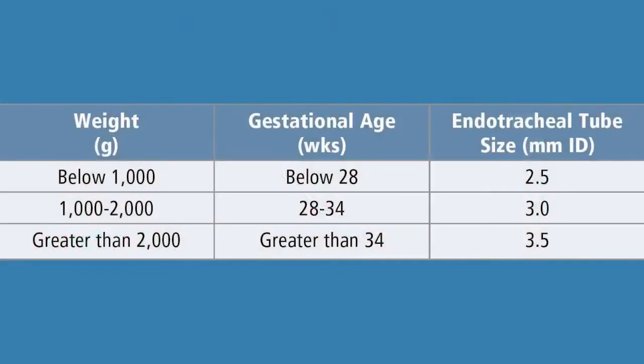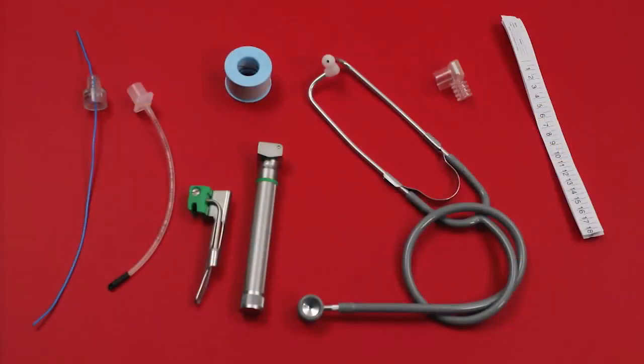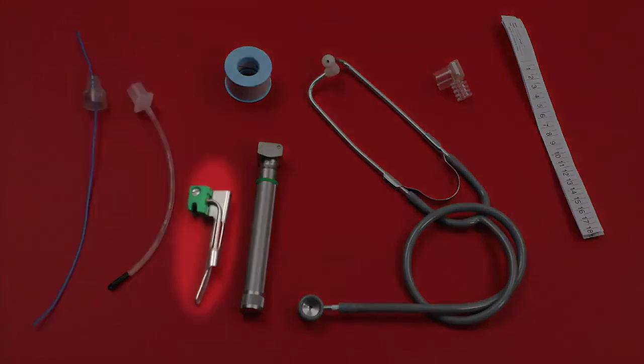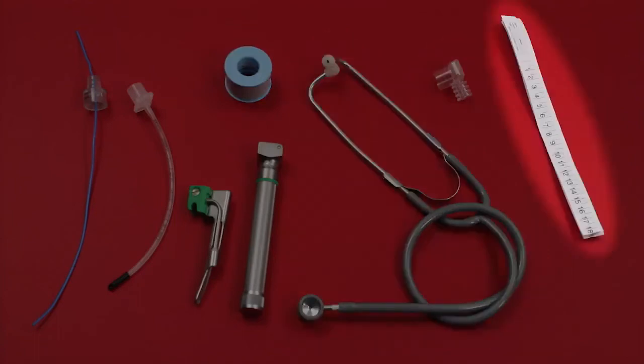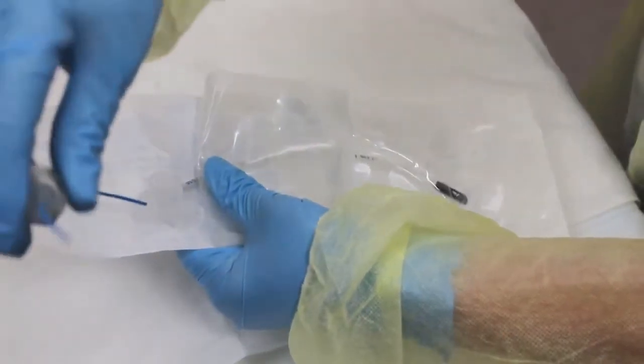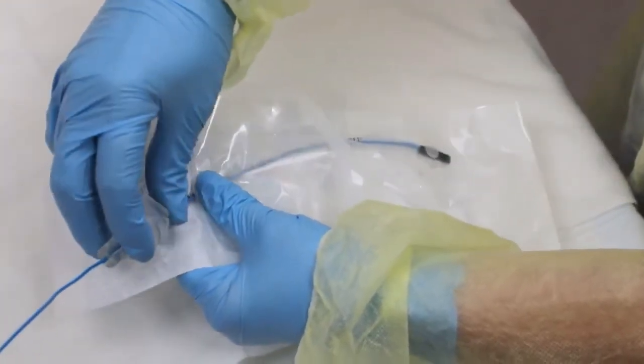Choose the correct size endotracheal tube. You may want to post this chart from the textbook or keep it with your airway supplies. These items should be within reach: stylet, endotracheal tube, laryngoscope blade, laryngoscope handle, tape or securing device, stethoscope, CO2 detector, and measuring tape. If the intubator will use a stylet, insert it but leave the tube in the package where it will stay clean.